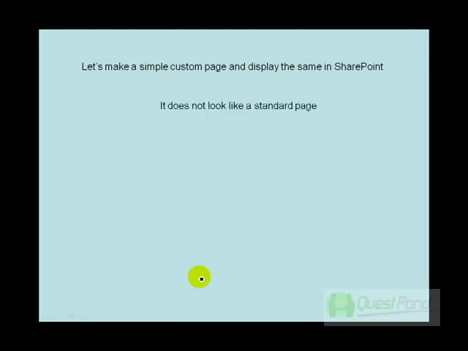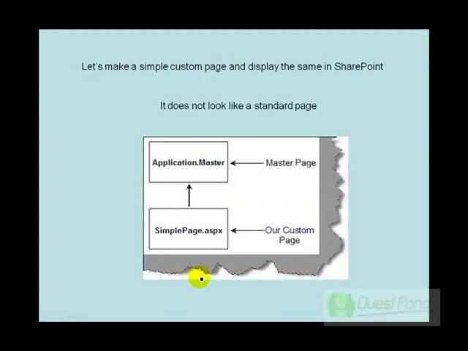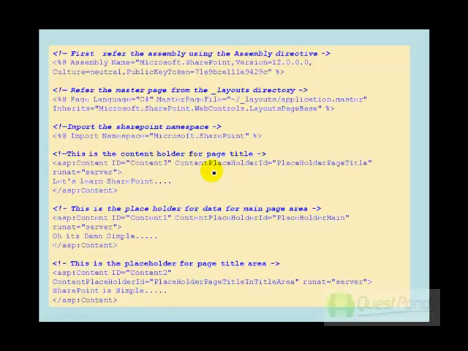So the biggest problem with this page is that it doesn't look like a standard SharePoint page. It looks like a simple ASPX page. Now in order to make your page compatible, or standardized with the look and feel of SharePoint, you need to use the master page application.master. So what we need to do is that we need to do these steps.